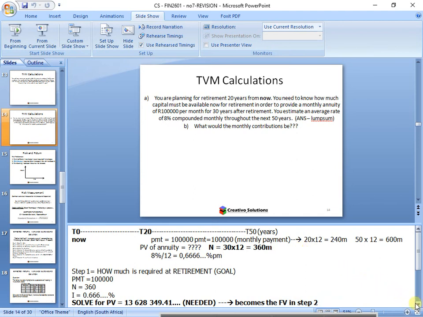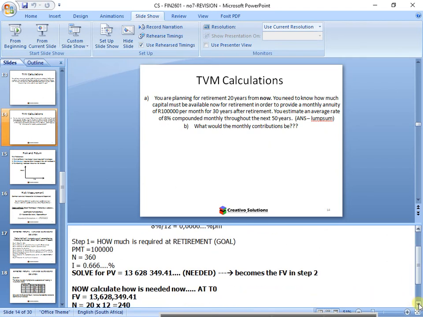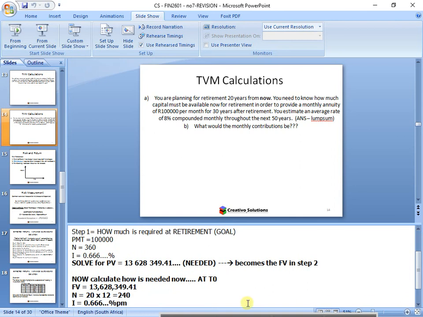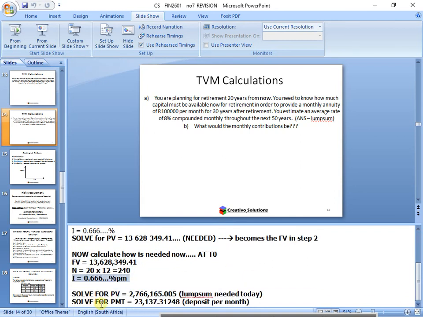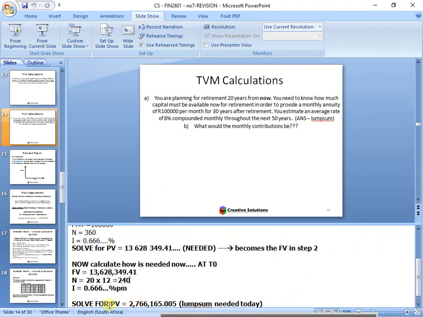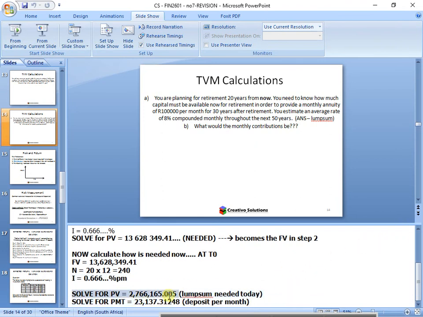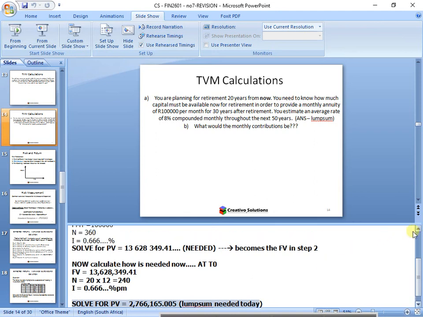Okay, so if that's the FV, that's what I need in 20 years. So you're working out the PV today. Well, there's the FV, there's the N, there's the I. So what lump sum do you need today? You need that amount. That's the lump sum needed today.